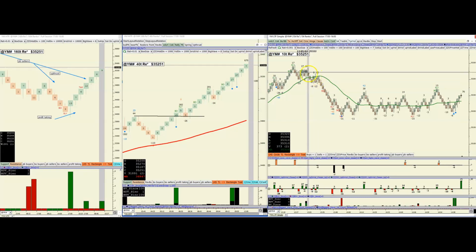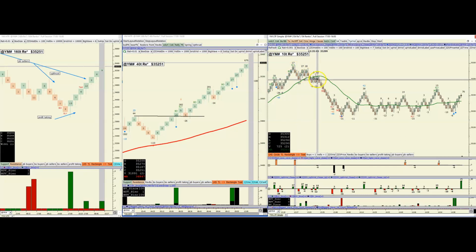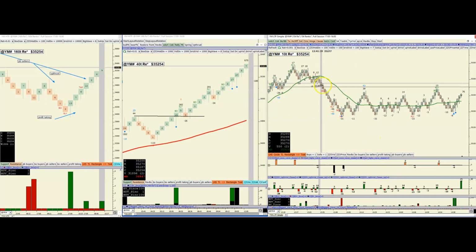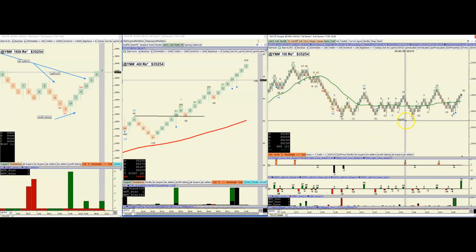Look, 1 high, 2 high, 3 high, 4 high, 5 high. It should not be coming from this low. It should be coming from up. From the first, second, maybe the third, but not from the fifth. So this is like profit taking. I don't know what it is.